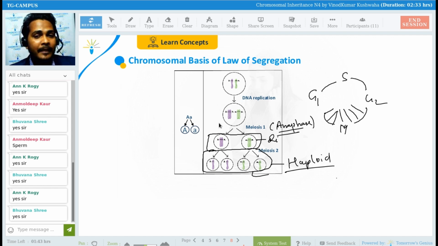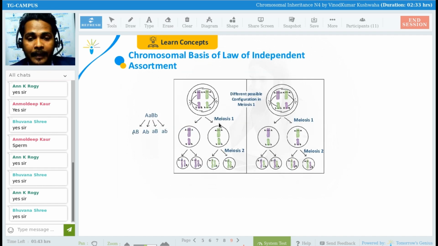And you know that Mendel has already explained the law of segregation, right? So it is based on the chromosomes. Another one is the chromosomal basis of the law of independent assortment. Now, how is it different from the previous one? The previous one is the law of segregation, and this is the law of independent assortment. Now, what is in this law of independent assortment?